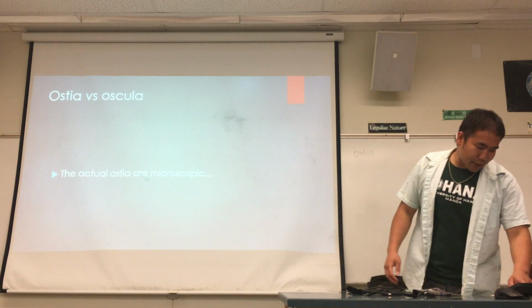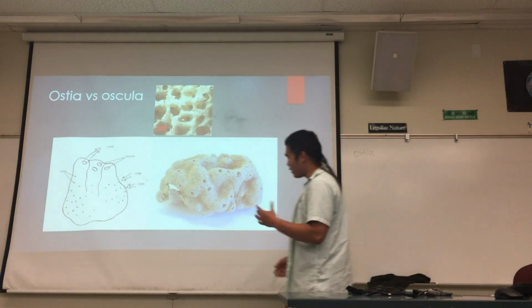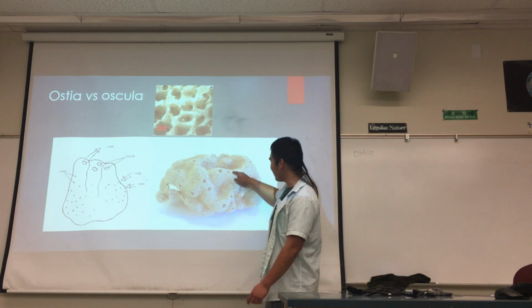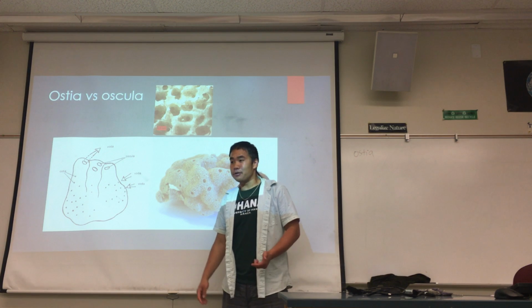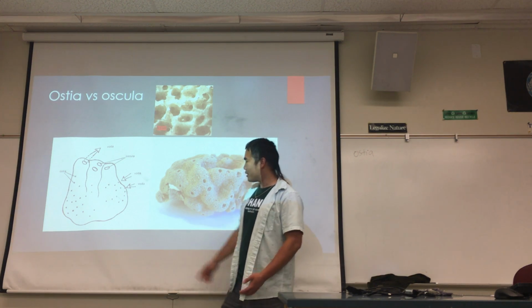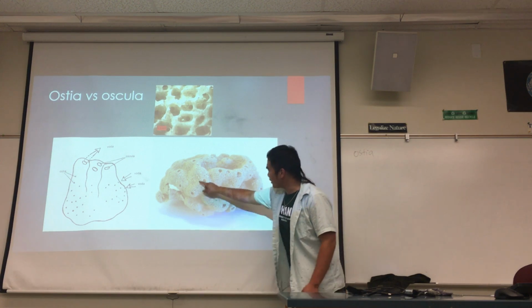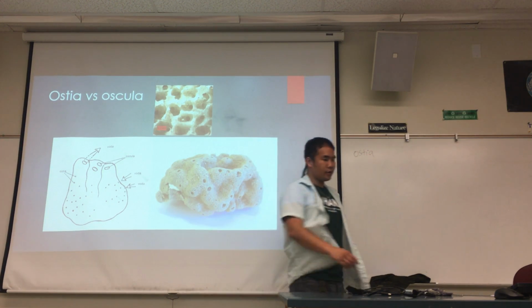Okay, so let's look at this picture that shows you where the pores are. The big holes on top, all these holes that you see are actually the exit holes, the oscula. Whereas the tiny little pores that you see all around, those tiny little dots. Here's the blown up image.